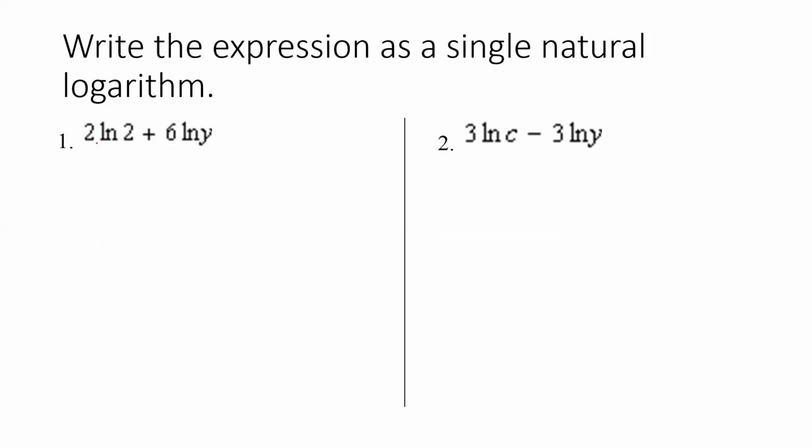So for example, here we have 2 natural log of x plus 6 natural log of y. The first thing we're going to do is apply the power property. So I'm taking my coefficient, and it's becoming the power of my argument. Your notes are for Monday. You should have them. So now this looks like natural log of x squared plus natural log of y to the 6.